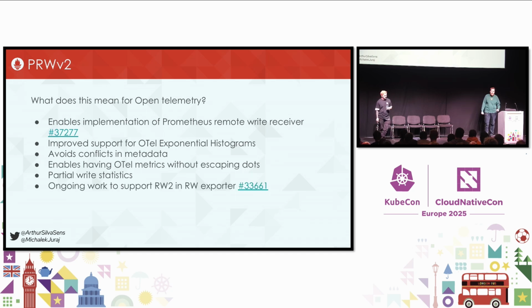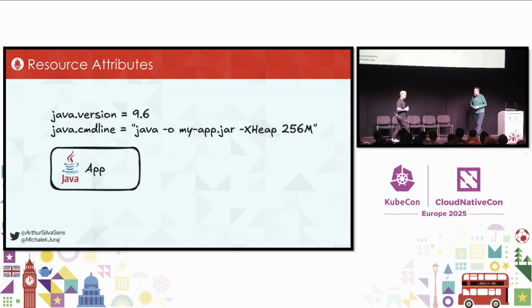And there's also ongoing work to implement the support for the Prometheus remote write v2 protocol in the remote write exporter. You can check the tracking issue for more details. Resource attributes, that's a spicy one. So one thing that I really like on the OTel SDKs is the ability to find attributes about the resource, about the application that is running.